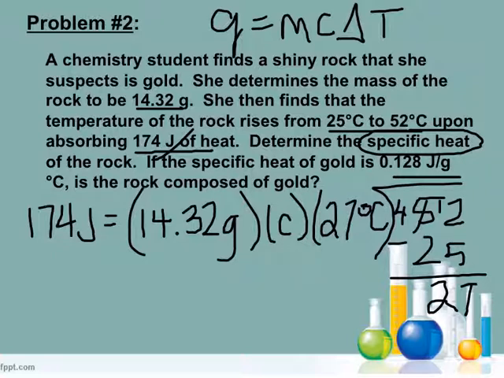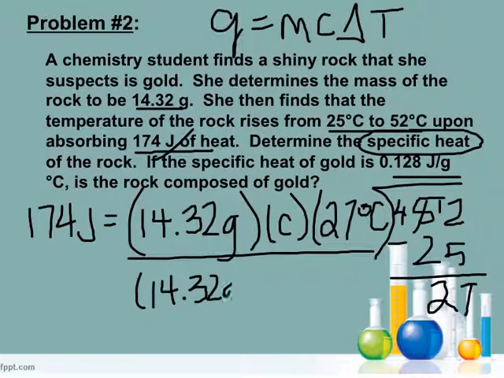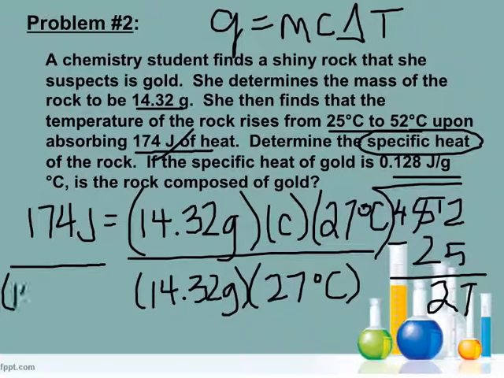Now, to solve this, you can do it multiple ways, but you want to get C by itself. So I'm going to divide both sides by whatever 14.32 times 27 is, and I'm not going to do that math just yet. I want to do it all at once. So watch what I'm doing here. You can go ahead and multiply and then divide it however you want to do it. Just make sure your math is good. And then I have to do the same thing to the other side. And I'm going to leave out my units just because I'm running out of space.